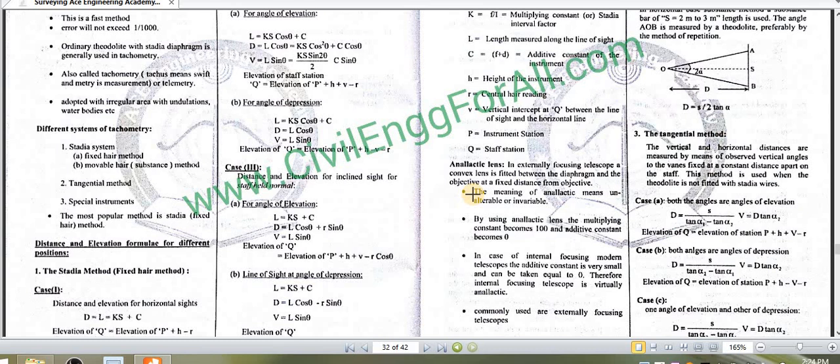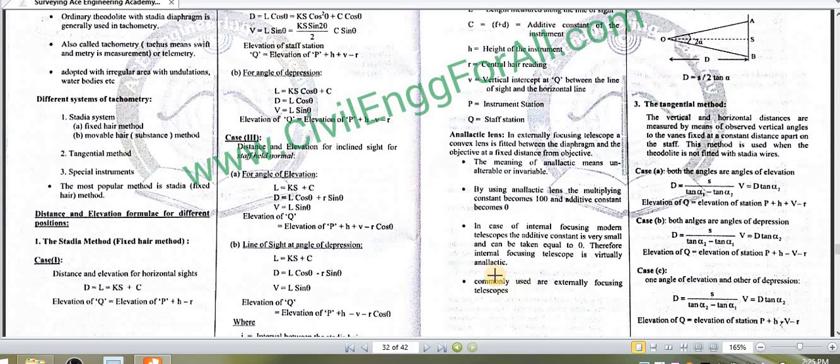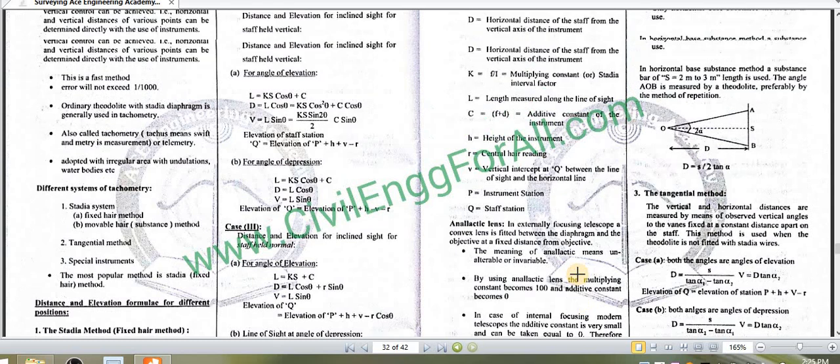The meaning of analytical lens is unalterable and invariable. It is basically used to make your additive constant 0 and your multiplying constant 100. By using the analytical lens, the multiplying constant becomes 100 and the additive constant becomes 0. In the case of internal focusing modern telescopes, the additive constant is very small and can be taken as 0. It is commonly used in external focusing telescopes.